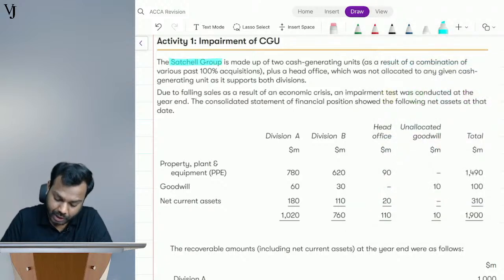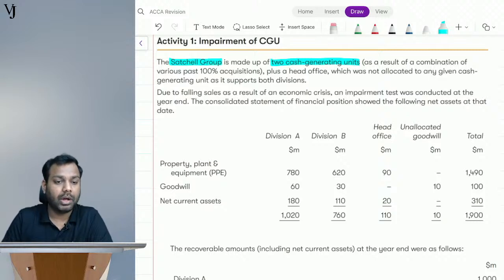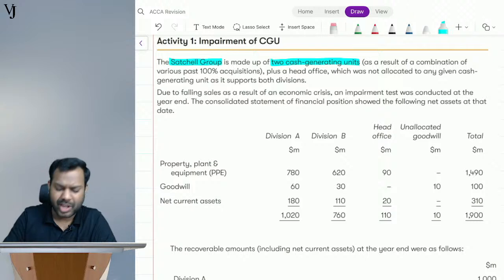Such a group is made up of 2 cash generating units. Goodwill is unallocable when value in use cannot be computed. Vishaka, understand, see this question, you will get a better understanding.